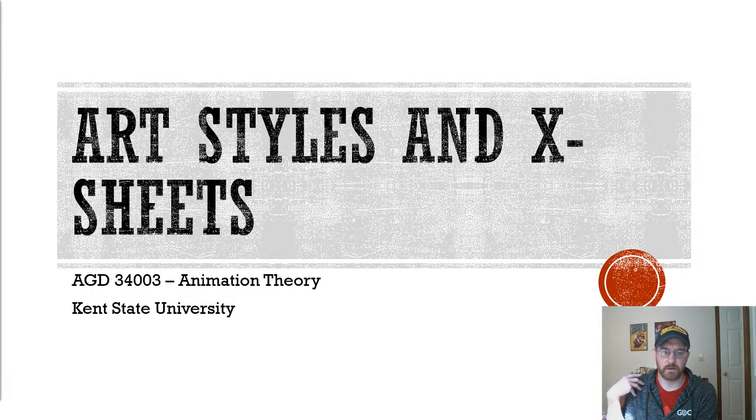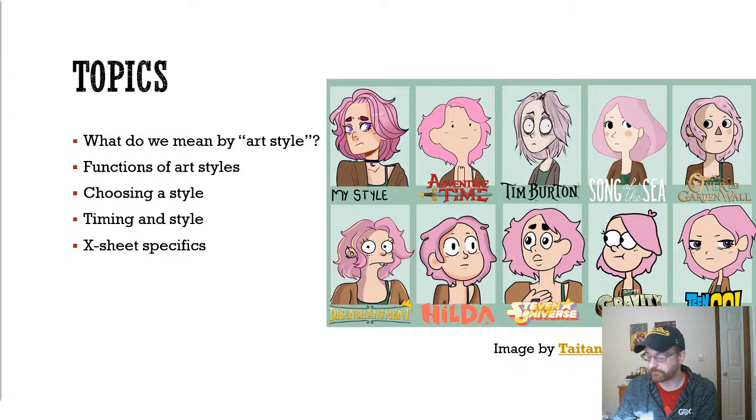Part of that is that timing is part of your style when you get into animation, and that can be planned via X sheets. So we're going to talk about the artistic aspects of style, the historical aspects of art styles, then the practical elements, and then how to plan things on X sheets. So our topics today are: what do we mean by art style, some aspects and functions of art style, the history of art style, how you choose a style, and how timing, practically and artistically, goes into style.